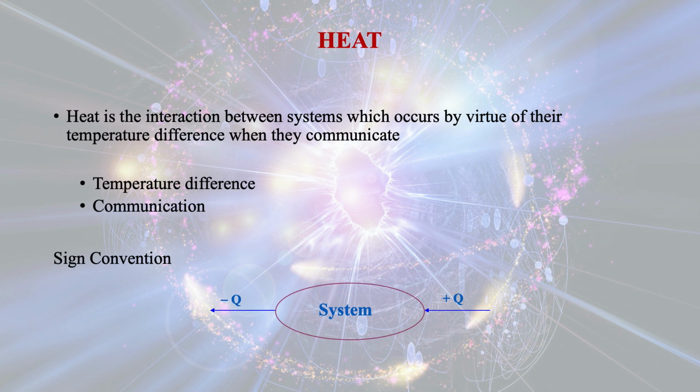Now let us talk about heat. Heat is the interaction between systems which occurs by virtue of their temperature difference when they communicate. There are two important parameters that are absolutely necessary for heat transfer. One is temperature difference, the second one is communication. Now, if there is a system and there is heat loss, as per sign convention, it is taken as negative, and heat gain by the system is taken as positive.